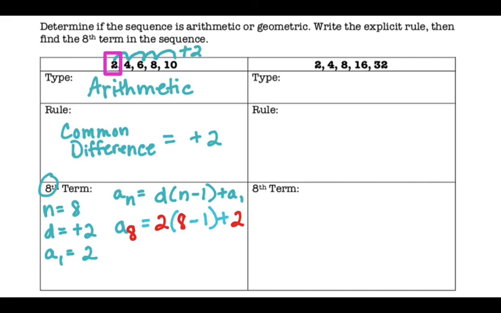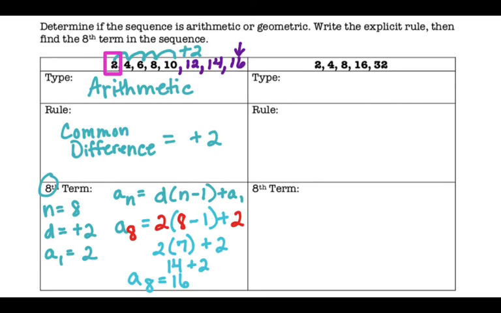First we do the parentheses because of order of operations, PEMDAS, P for parentheses. So 8 minus 1 is 7. Then we multiply the 7 with the 2 and get 14. Then we add 14 plus 2 and get 16. So A sub 8, in other words the 8th number in the sequence, would be 16. That makes sense because we're at 2, 4, 6, 8, 10, which is the 5th number. If you kept going, the 6th number, the 7th number, and then the 8th number would be 16.